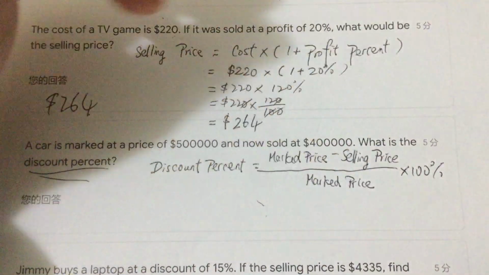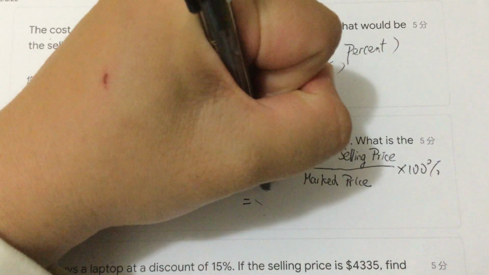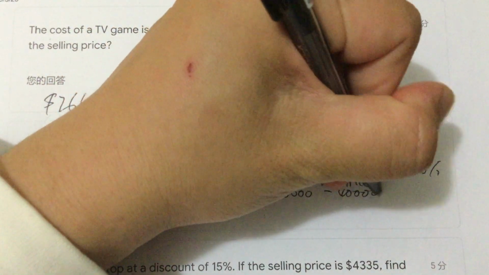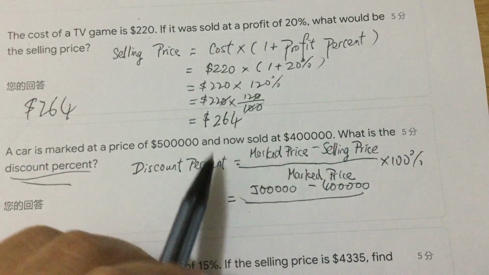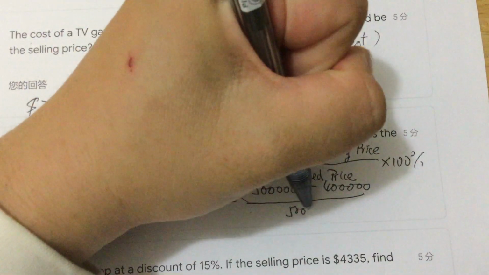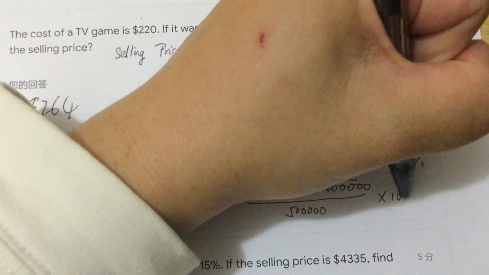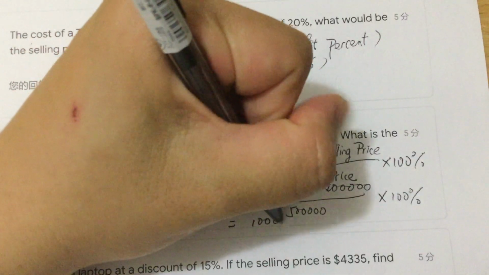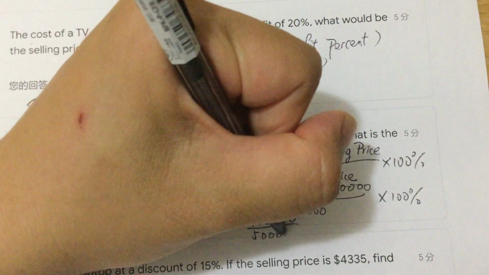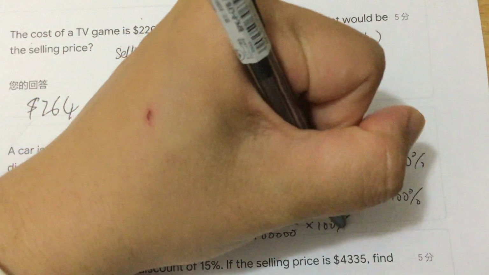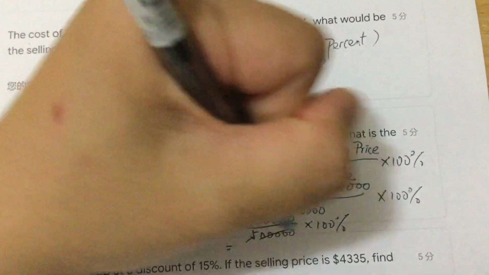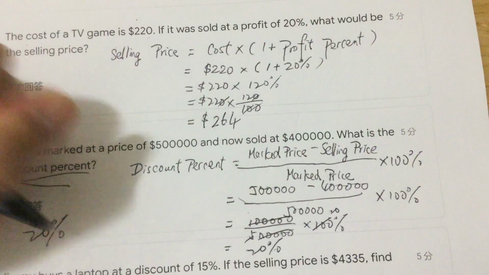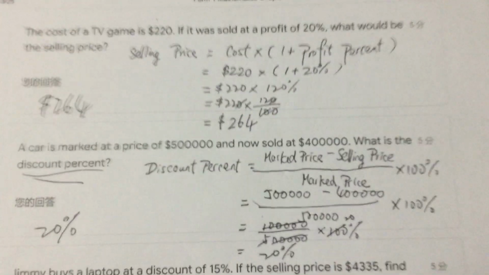Okay, this is 500,000 for the mark price. So this is 500,000 minus 400,000 over the mark price, 500,000, times 100%. So obviously, every time we do the same thing. 100,000 over 500,000 times 100%. You cancel this 0, and then 5 and 100, you get 20. So the answer is 20%. Okay, so this is question 9.